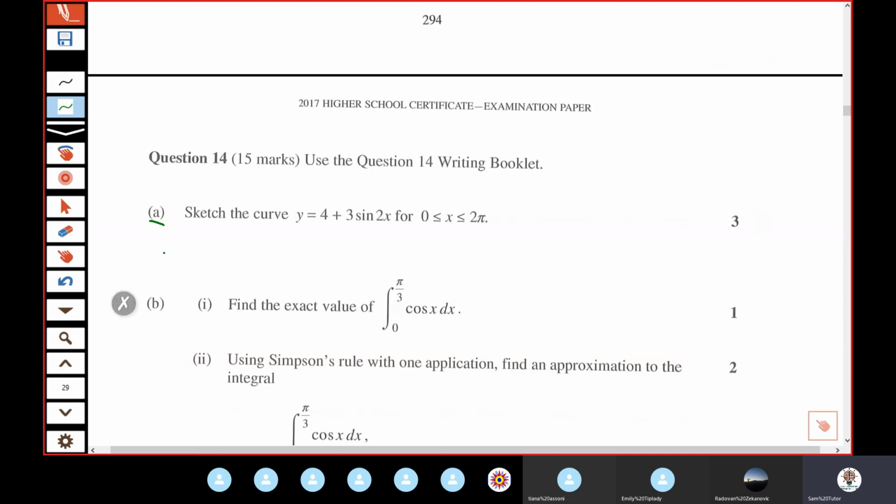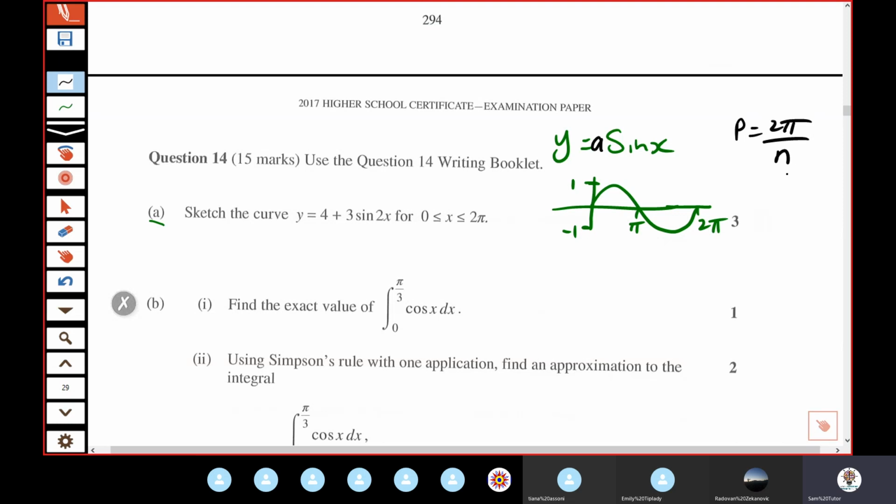I will give you a bit of a clue. Firstly, you need them memorized. You can't do anything unless you know your original ones. Y equals sine x looks like this, where that is 2 pi and that is pi. Your amplitude is how far up and down it goes, -1 and 1. Your amplitude is this number here. And your period is 2 pi on n, where n is the number in front of x.